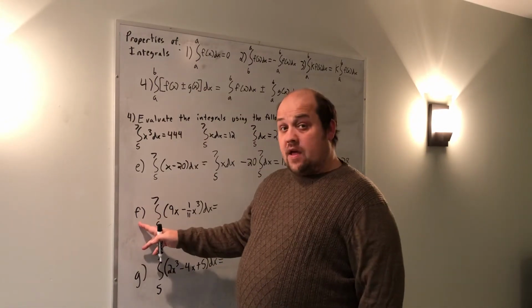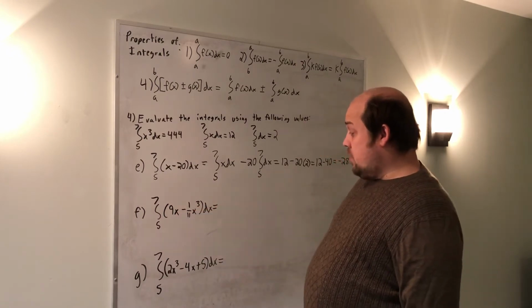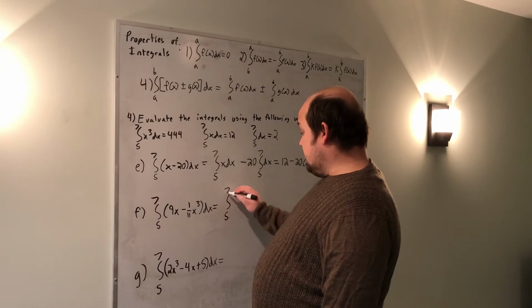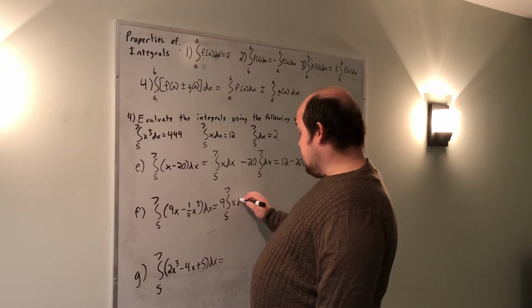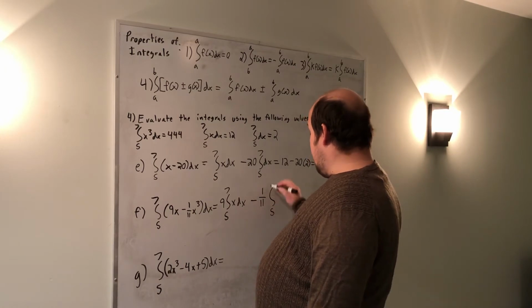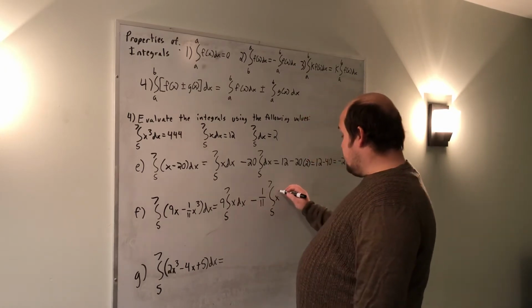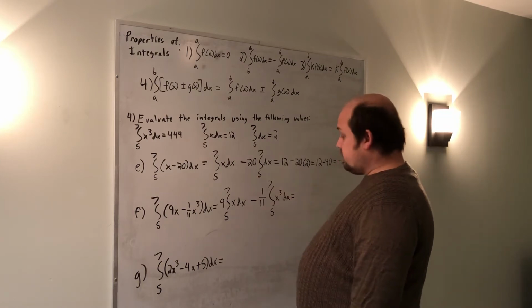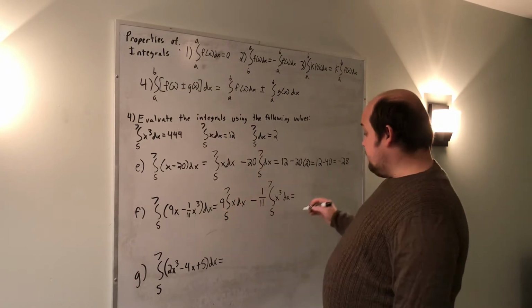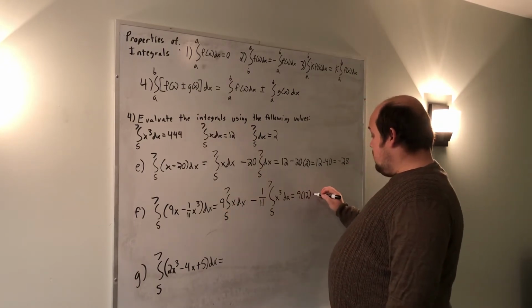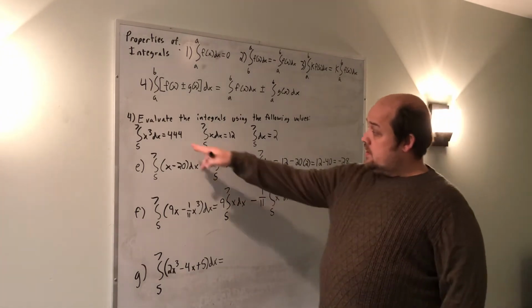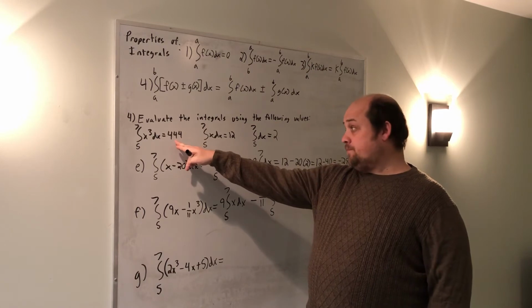For part F, I'm again going to begin by splitting the integral and then pulling out the constants. So it's going to become the integral from 5 to 7 of 9 times x dx minus 1/11 the integral from 5 to 7 of x cubed dx. X dx is 12, so this is going to give me 12 times 9. I'm going to subtract from that, 5 to 7 x cubed gives me 444.